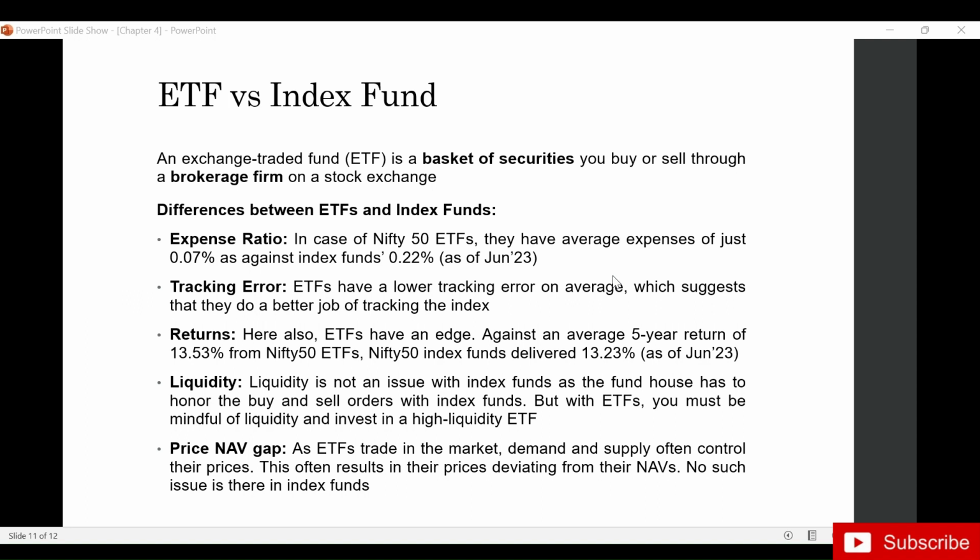The fifth parameter is price NAV gap. Since ETFs trade in the market in real time, there is often a demand and supply gap which controls their prices. And this demand and supply gap often results in the prices of ETFs deviating from the NAVs, whereas no such issue is there in index funds.